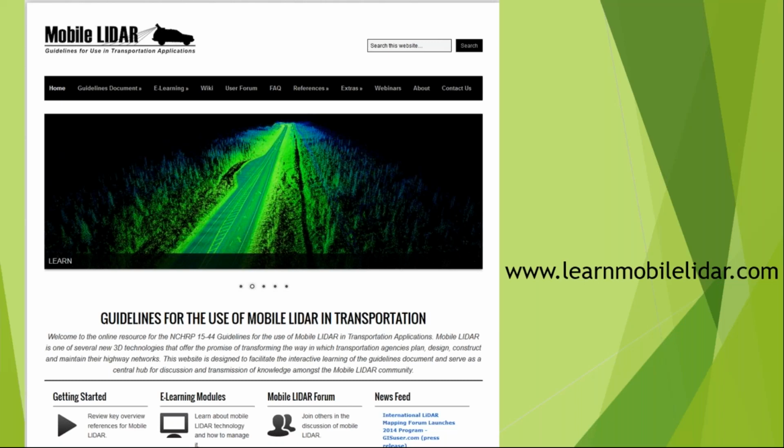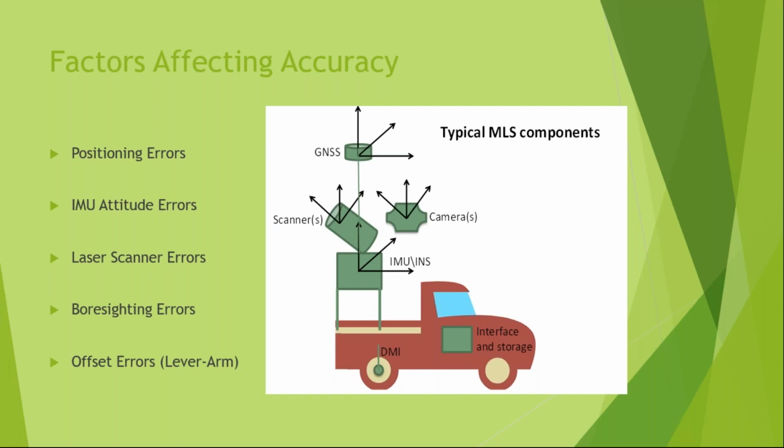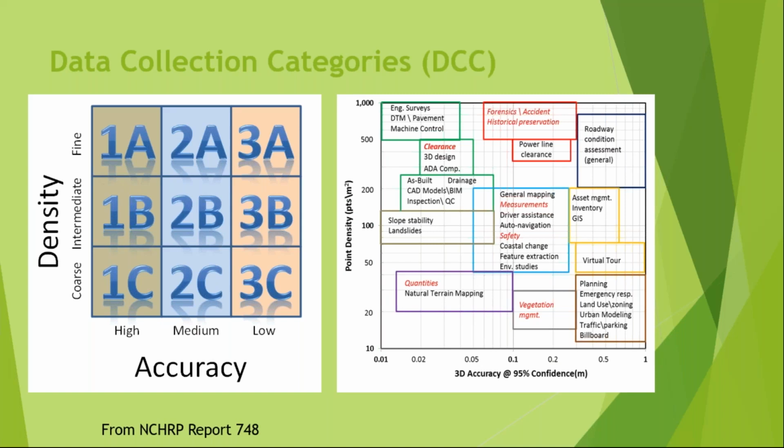This is an example of an important diagram from the guide regarding factors affecting the accuracy of a MLS survey and the use of multi-sensor data fusion. This slide represents the core concept of the MLS guidelines. We have a 3x3 matrix creating 9 categories on a continuous scale from low to medium to high for both location accuracy and the density of point coverage for a project of interest. We have termed these DCC or data collection categories.